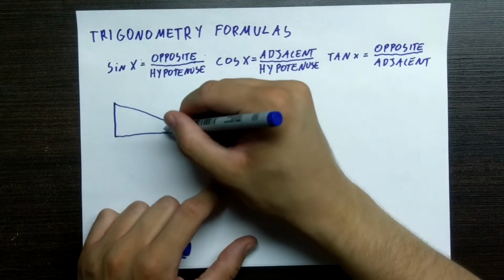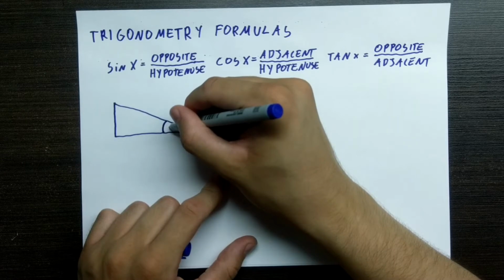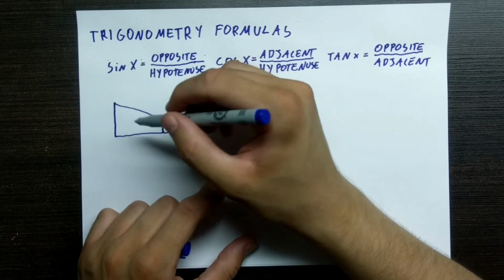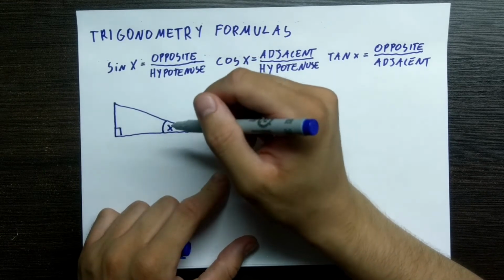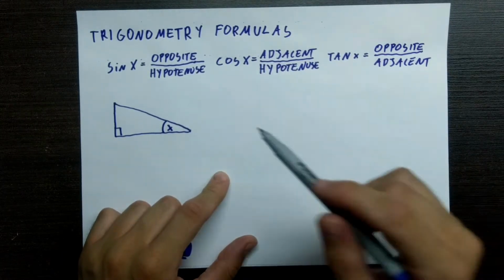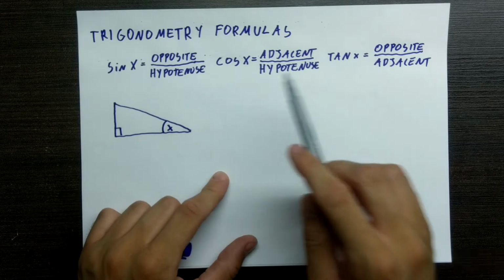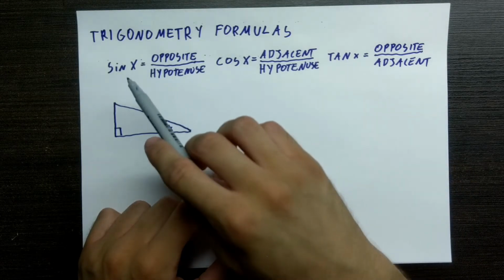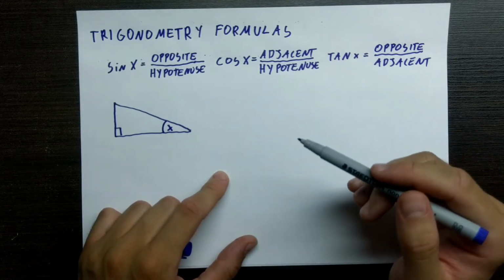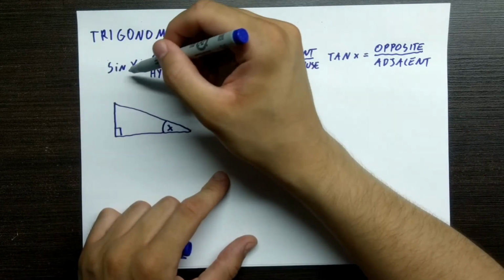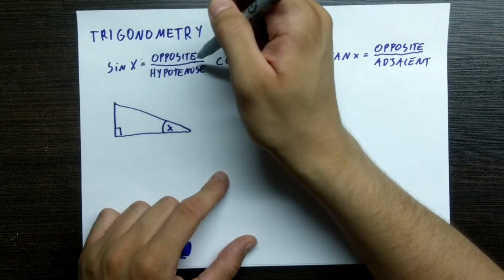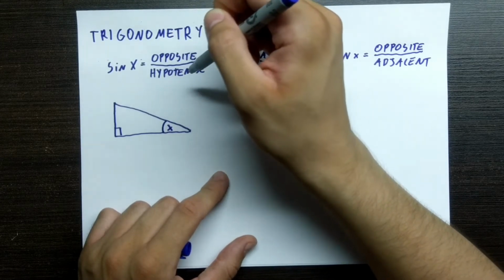Here we have an angle x. That angle can be anywhere, but we're just using this angle as an example. Here we have a right angle. Here we have angle x. And now, here we have 3 trigonometry formulas that we can use to help us find angles or sides, depending on the information we are given. So we have sine. We can find sine x, which is equal to the opposite side divided by the hypotenuse.